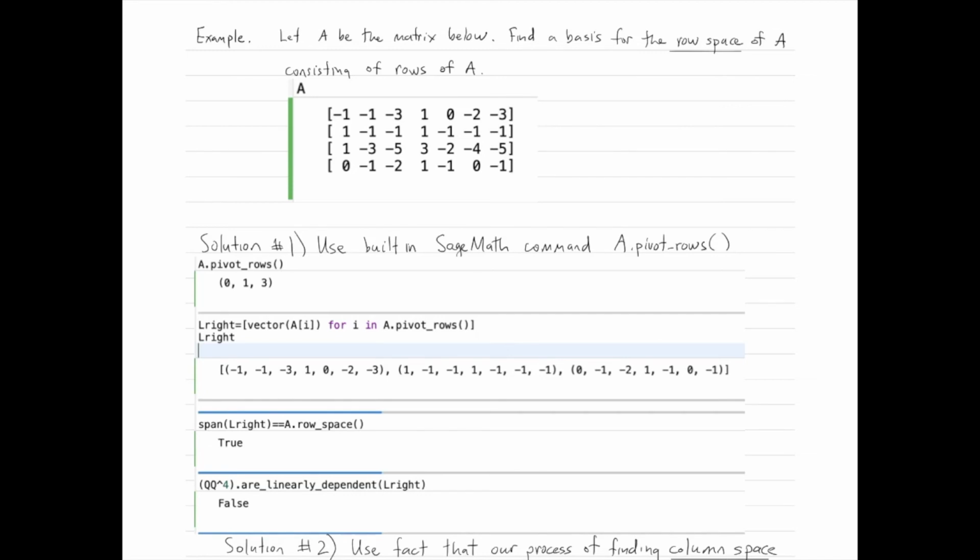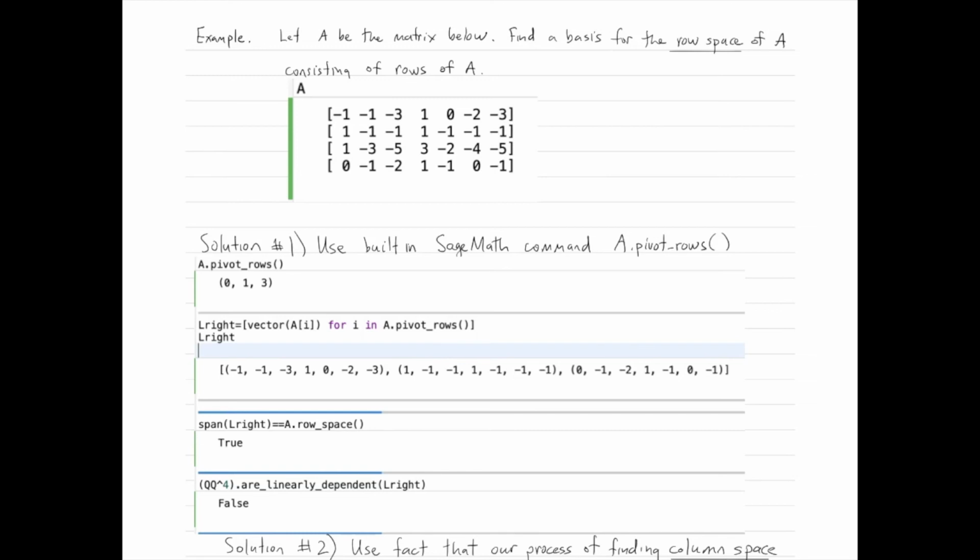So there's a couple of ways to solve this problem. One is to use a built-in SageMath command called A.pivot_rows. And when I apply that to this matrix, it tells me 0, 1, and 3. Remembering Sage starts counting at 0. This means it's telling me, look at rows 0, 1, and 3. In other words, the first, second, and fourth row. Those rows will give an answer to this question of a basis for the row space consisting of rows of A as opposed to rows of the reduced row echelon form of A.